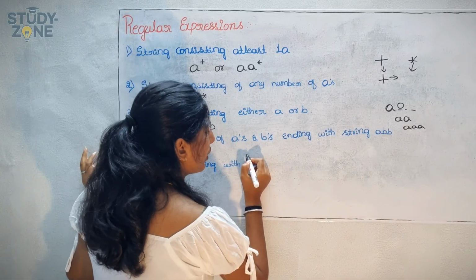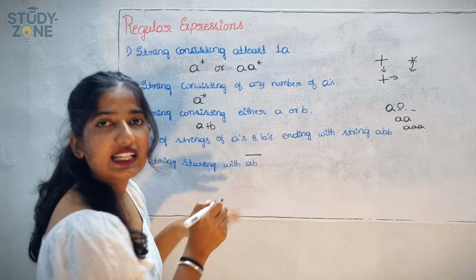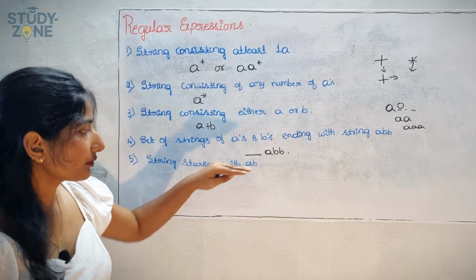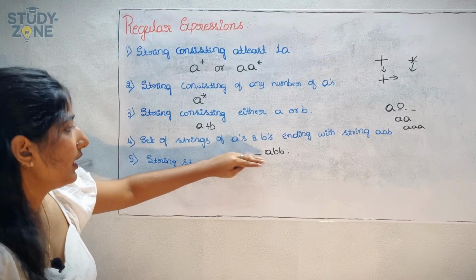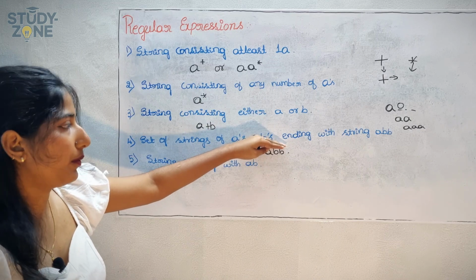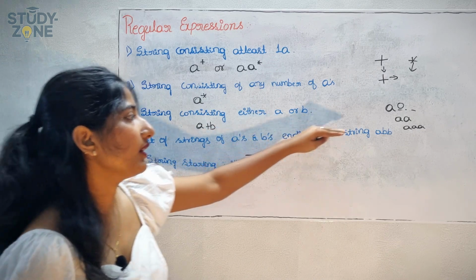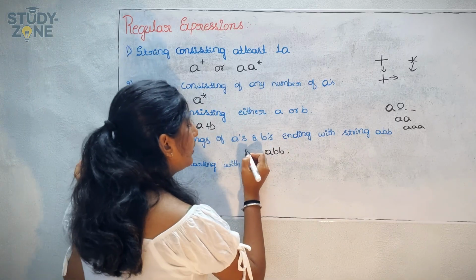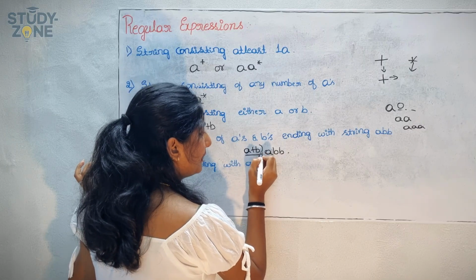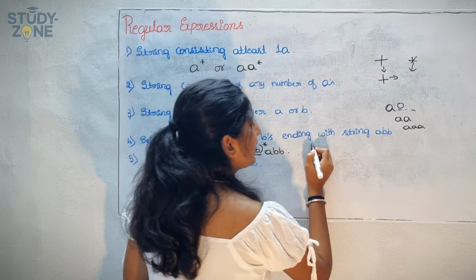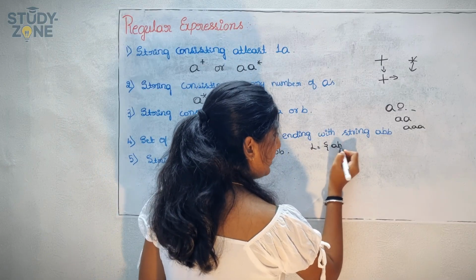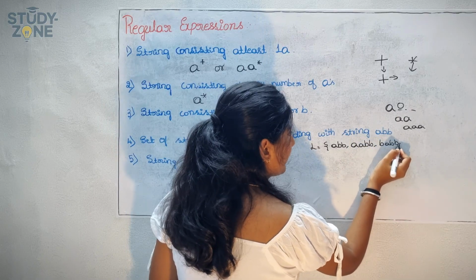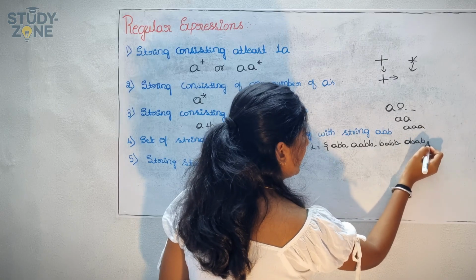Next, set of strings of A's and B's ending with ABB. So remember this one. We have to solve it like this. Starting, we can have anything, but the condition is it should end with ABB. So how to represent the starting part? String consisting of A and B, so the alphabet equals AB, right? So ending with ABB means here I can have any number of A or B, right? So (A plus B) star followed by ABB, which means we have a language like ABB or AABB or BABB or ABABB like this, right?